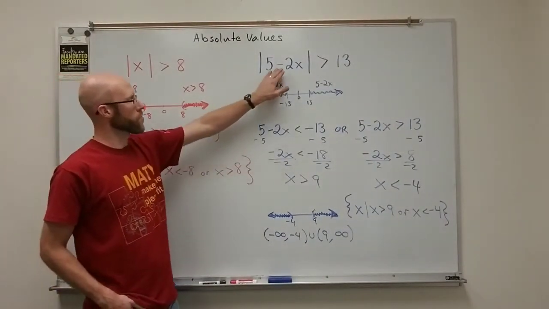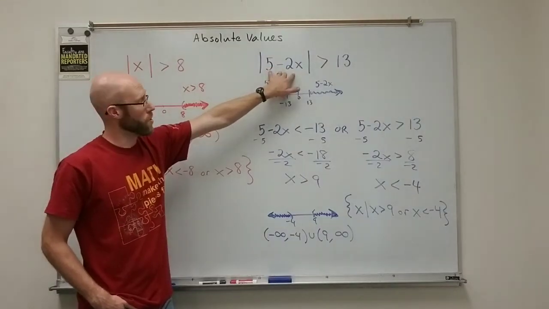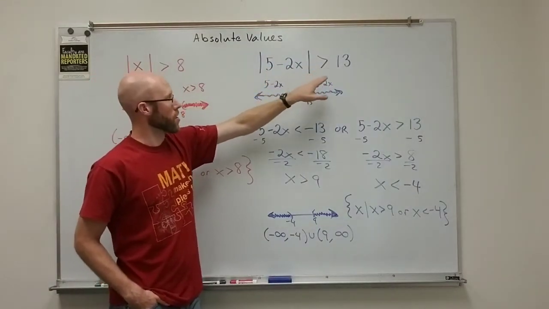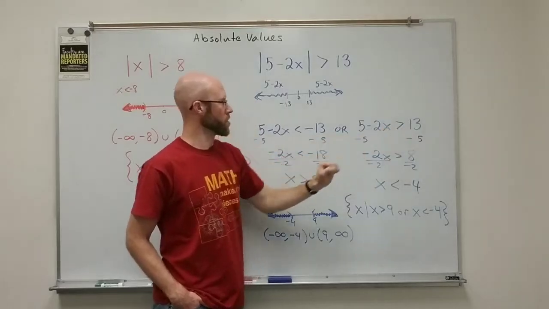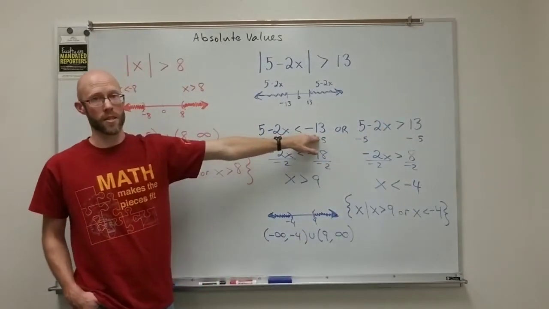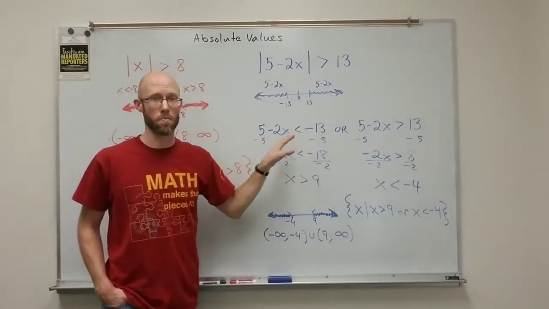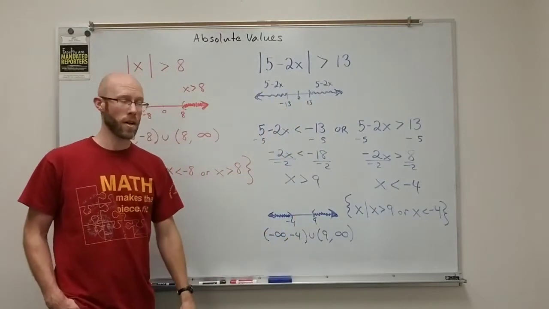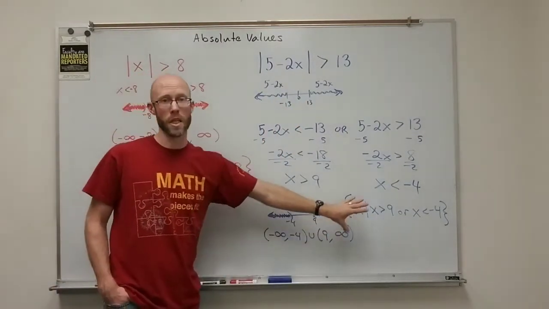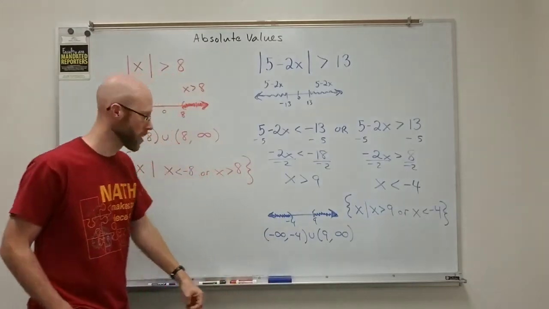Again, the main thing is you want to take whatever's in the absolute value, make it greater than 13, that's one of the options, or less than negative 13, that's the other option. So you need to be able to do both and then solve, and the final solution will be the union of those two sets. Okay.